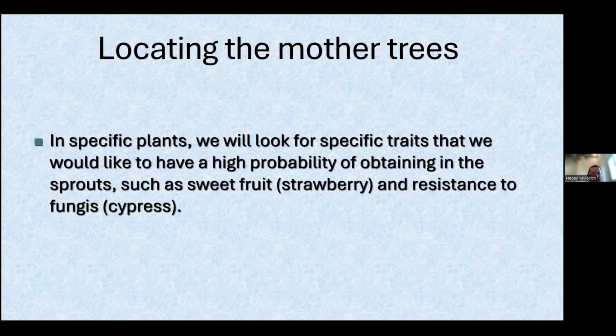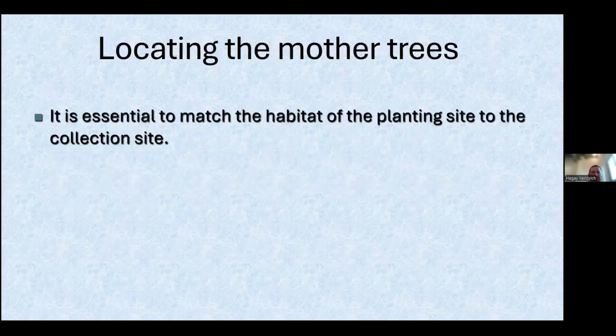Another example is the cypress. We have here in Israel a problem of fungi in the cypresses. So we collect only from cypresses that have some resistance to these fungi. So from some specific trees, sometimes you must have specific traits that you look for. Of course, this is something very important.